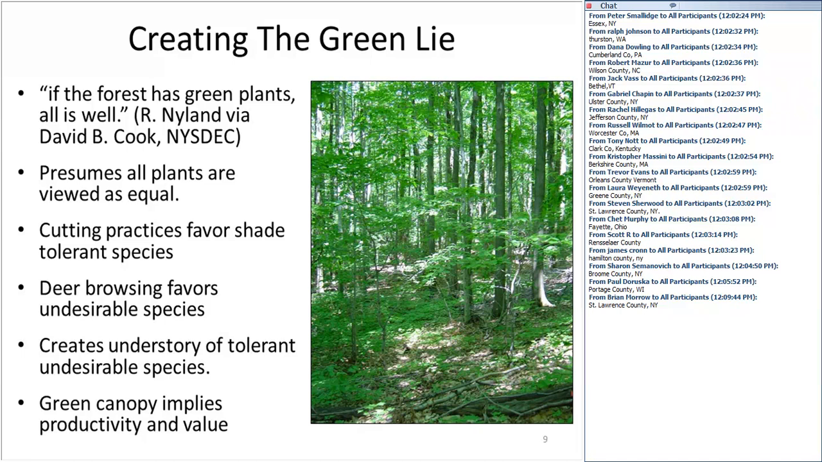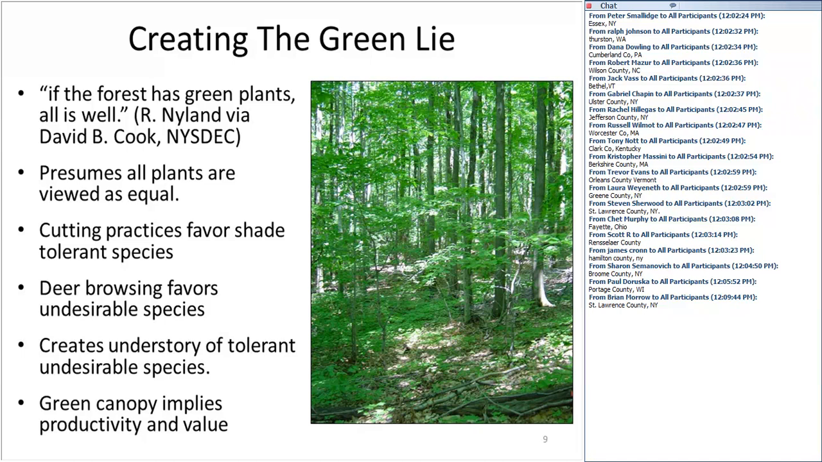The green lie can happen at two levels. We can have a green lie that happens at the level of the canopy, because unsustainable, exploitive harvesting has removed the high-value trees and left behind low-value trees. It may be low-value stems, so good species but of poor form, or it may be low-value species, removal of the higher-value species. So we can have an upper-level green lie.